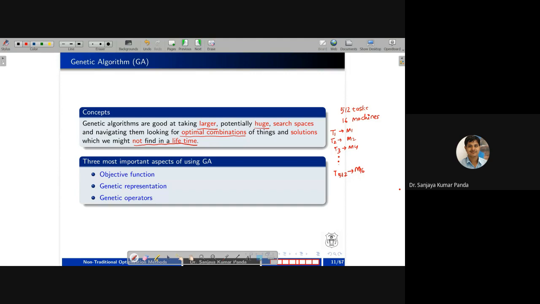So how many ways are you going to distribute these 512 tasks to 16 machines? Can anybody tell? How many ways can you distribute these 512 tasks to 16 machines?